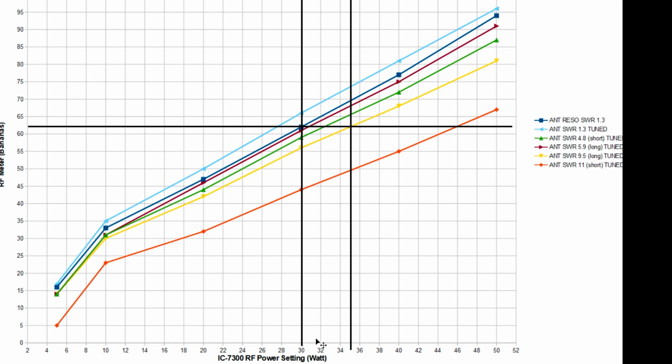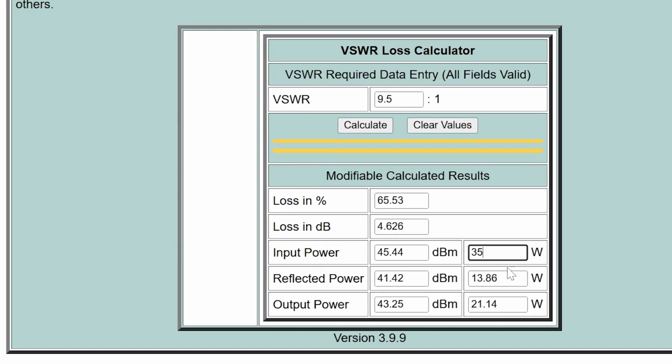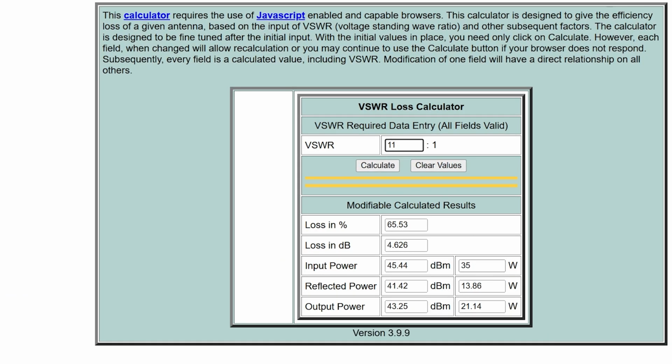So that means we need only 5 watts more transceiver power to get the same RF meter reading as the antenna without the tuner. If we calculate the reflected power with an SWR of 9.5 for 35 watts input power, we get 13.86 watts. 13.86 compared to my real world measurement of 5, that means to me the reflected power can't be lost, or at least not the major part of it. If we look at the orange line, the antenna setup with SWR of 11, it is getting closer to the calculated reflected loss. But even then, we have less loss than we should have if you believe the reflected power is lost.